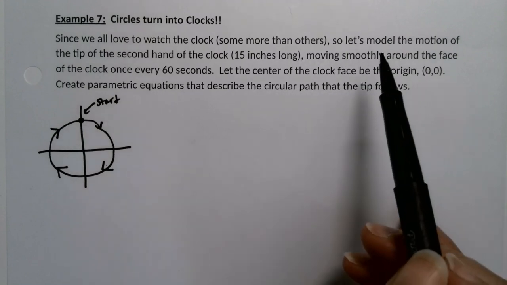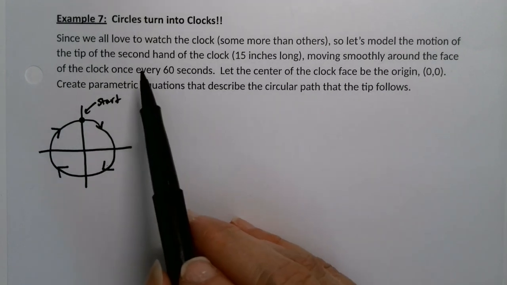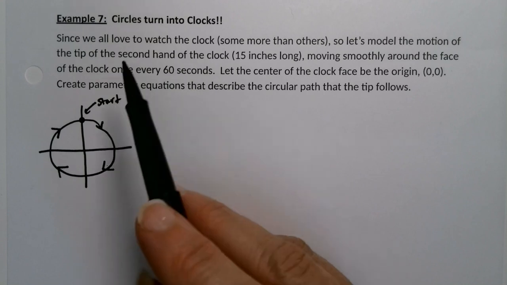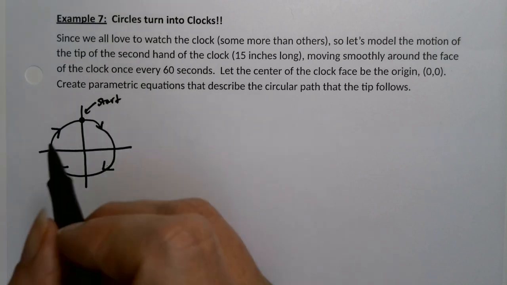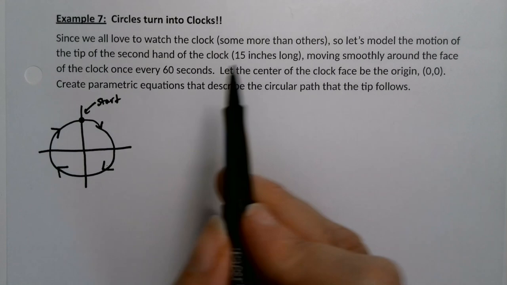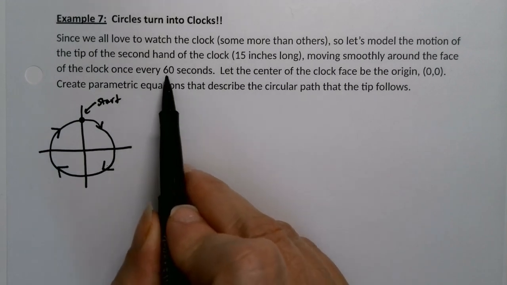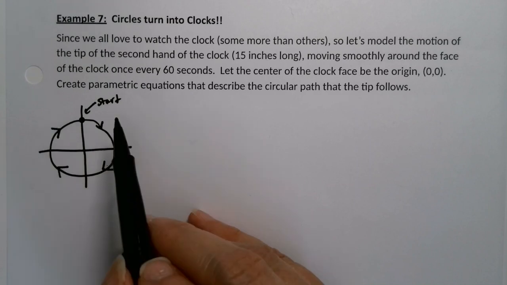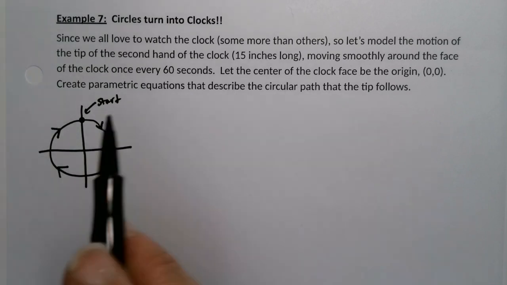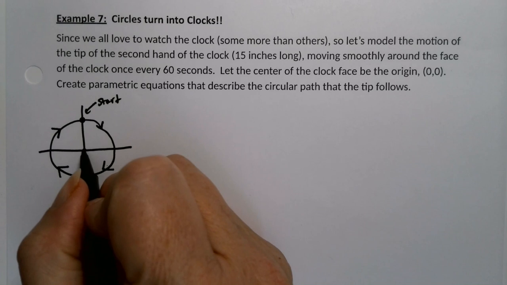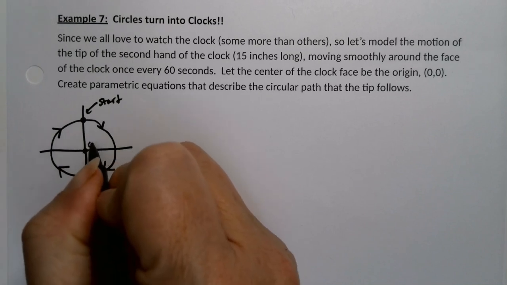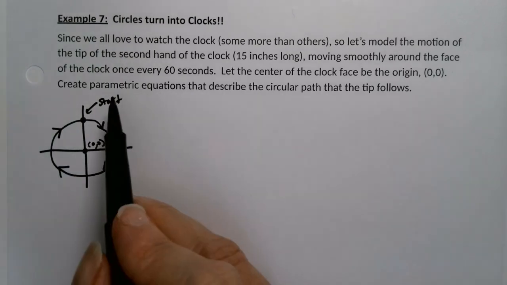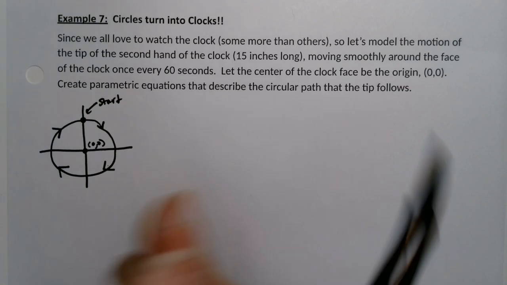All right, so let's model the motion of the tip of the second hand of the clock, which is 15 inches long, moving smoothly around the face, once every 60 seconds. Let the center of the clock be at the origin. Sure, why wouldn't you? That's just smart thinking, right? So you're going to make the center at 0, 0, and we're going to create parametric equations for that circular path.